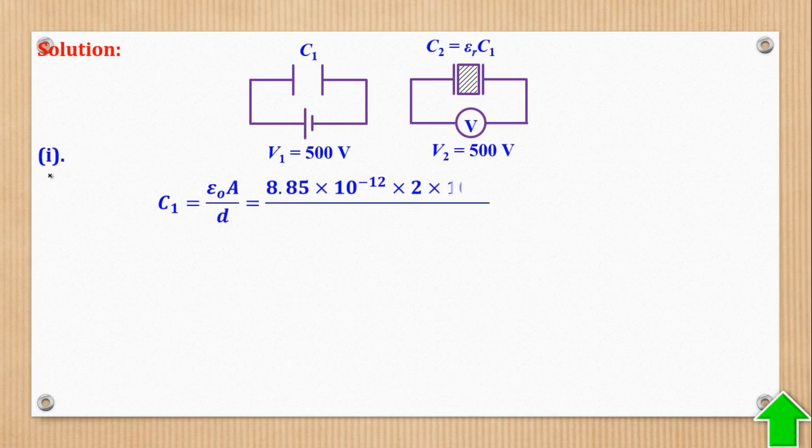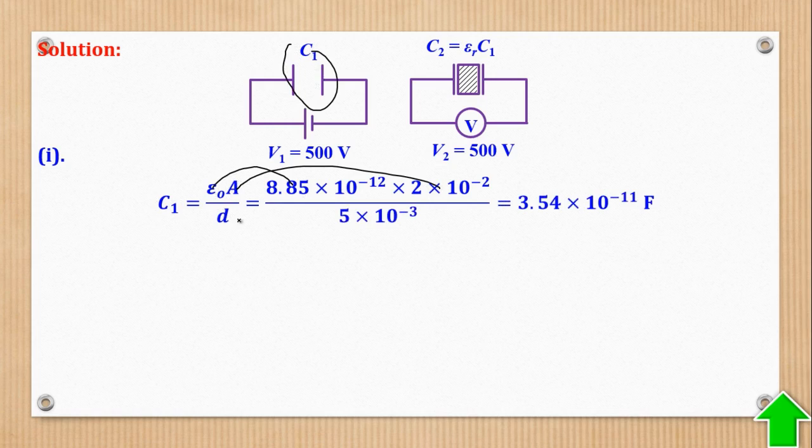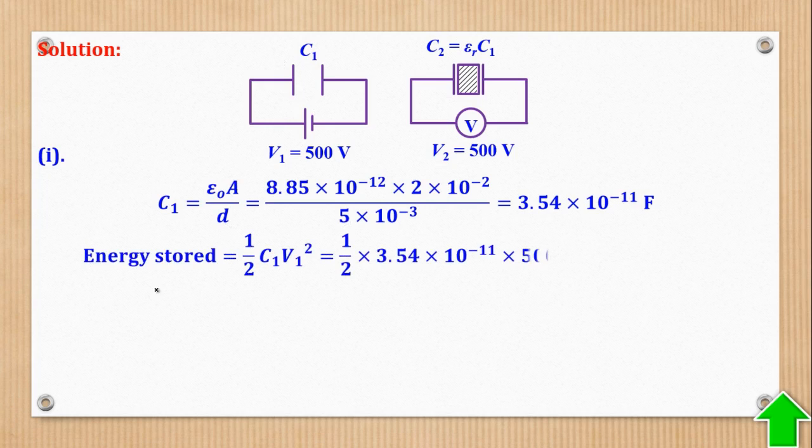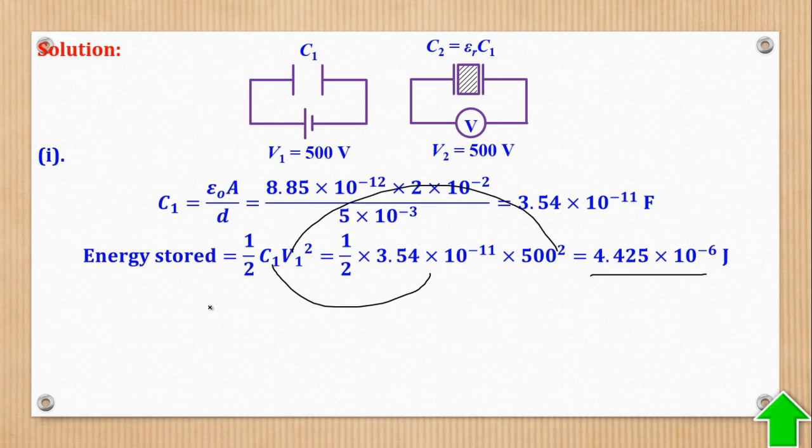So Roman 1, capacitance at this stage is epsilon naught A over D. So epsilon naught is a constant, area was given, and D was given. So we come up with this as the capacitance when the plates are filled with vacuum. Therefore, energy stored is a half CV squared. So C is this we've got, and V they gave to us, so we come up with this as the energy stored. Then part B, they say they put a dielectric.